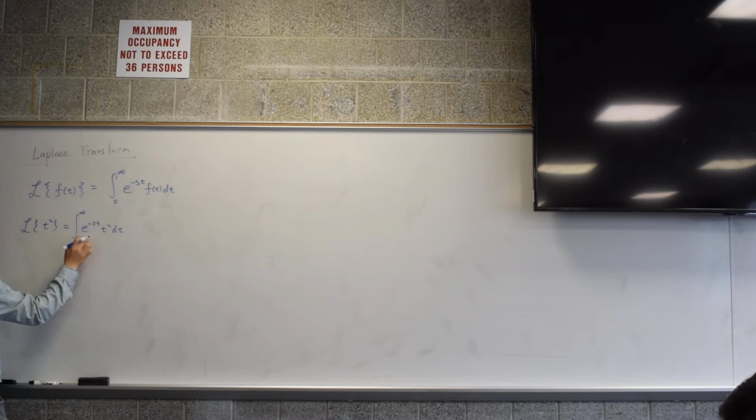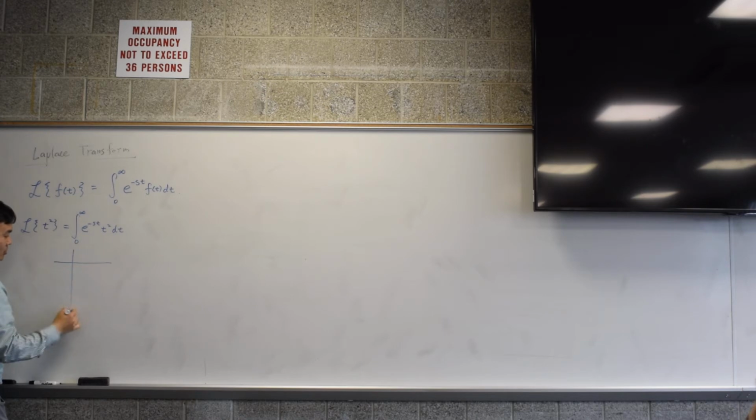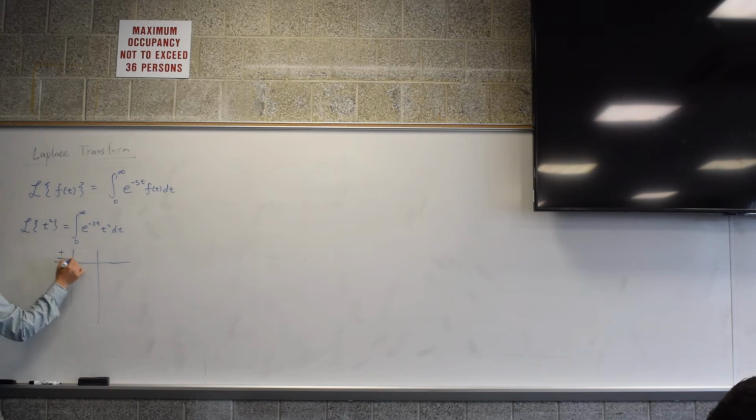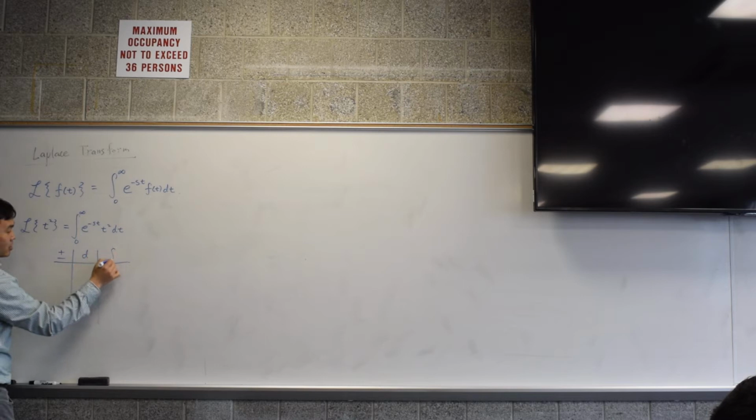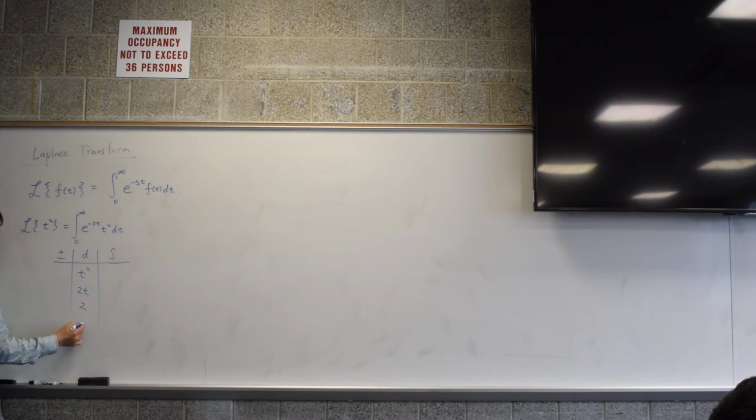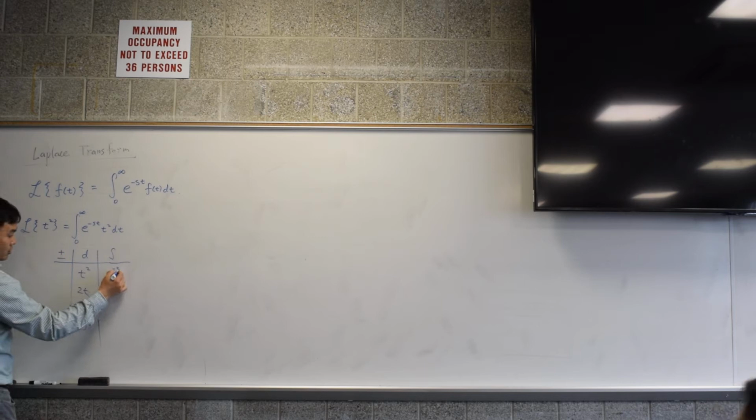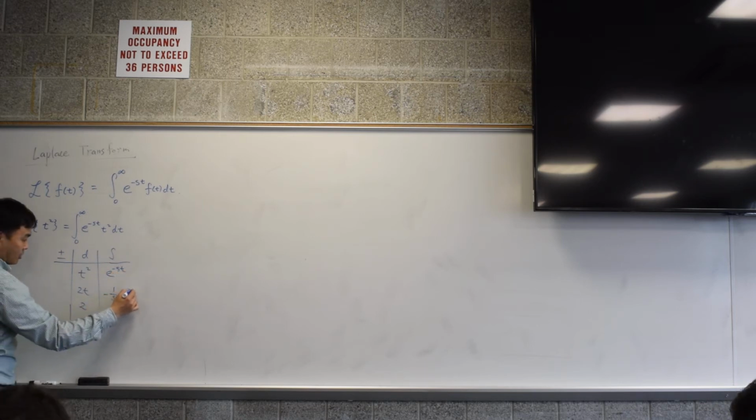This is a product of an exponential function with a polynomial, and it seems like you need integration by parts to do it. So let's do the integration by parts. We're going to do it in the tabular method. Plus, minus, d, integral: t squared differentiates to 2t, 2t differentiates to 2, 2 differentiates to 0, and e to the negative st integrates to negative 1 over s times e to the negative st.